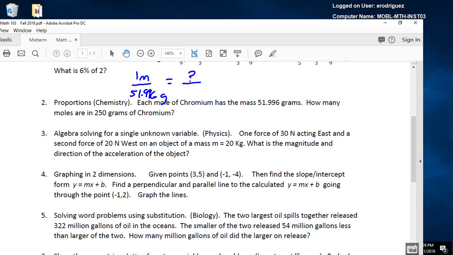So let's see. Continuing, we're taking what 6% means. It means 6 divided by 100, which is the same as 0.06. And remember, of means times. That's times. So now I just take 6 over 100 times 2.